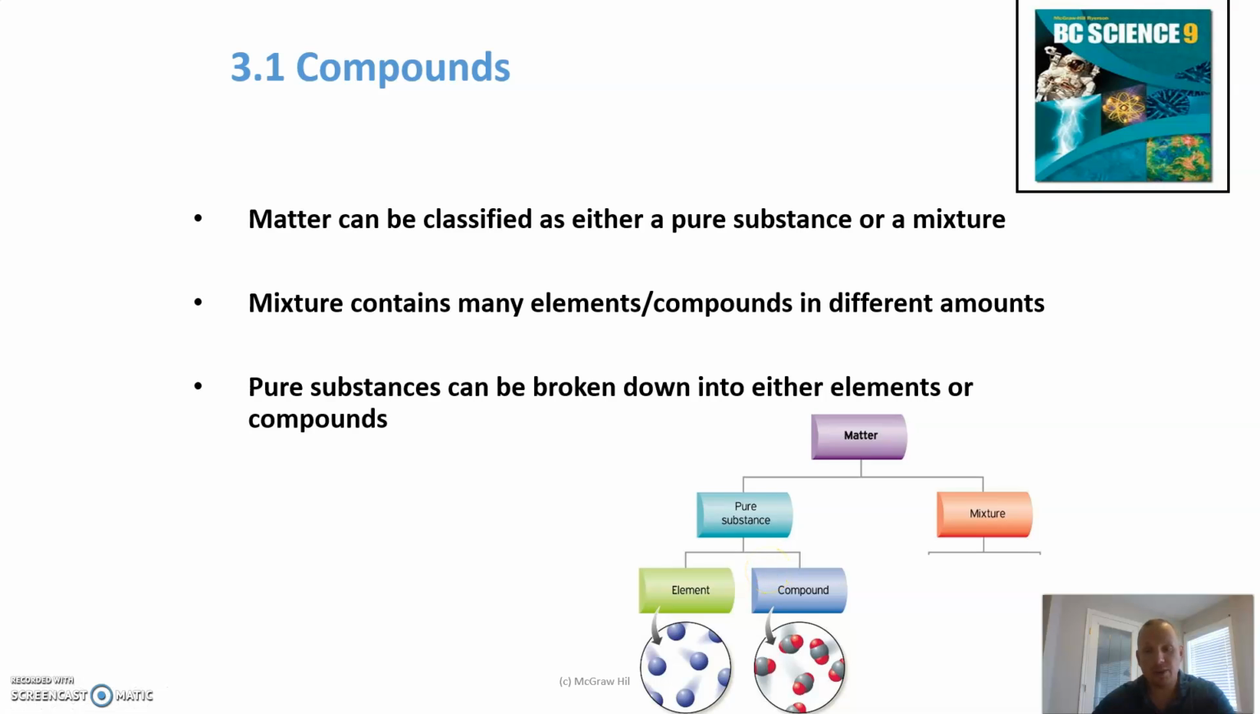Now, compounds are things that are made of more than one type of element. So things like water, which is made of oxygen and hydrogen, table salt, NaCl, sodium chloride. A lot of things we use, most of what our body's made up of, are made of compounds.